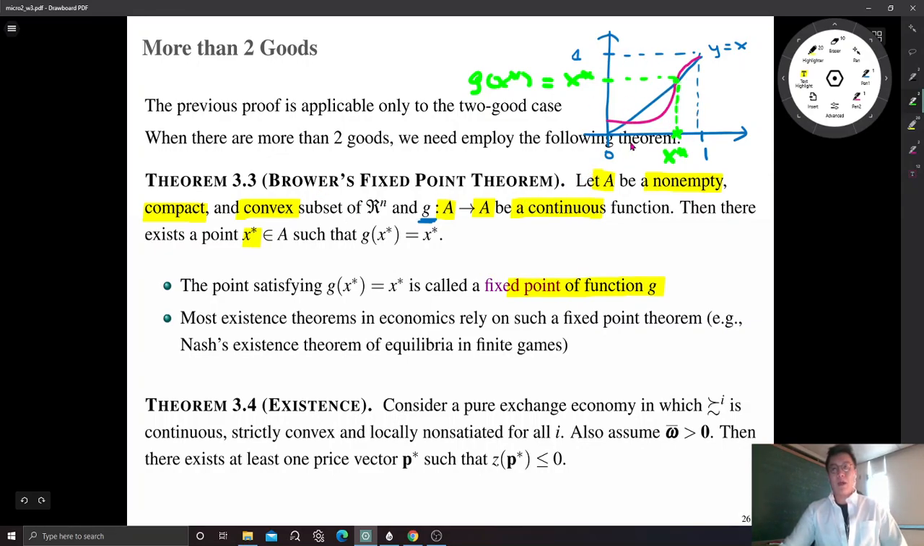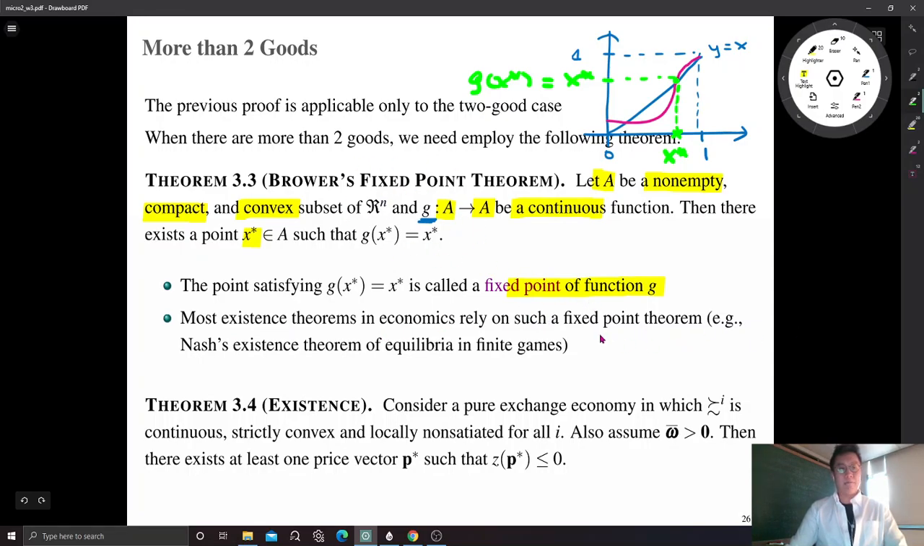behind this theorem. When the domain is a compact, non-empty and convex set, and the unit interval is a compact and convex subset, and the function is continuous defined on this unit interval, and the codomain is also the unit interval, all right? Then the function g must have a fixed point, at least one fixed point in the domain. And most existence theorems in economics rely on this kind of fixed point theorem.